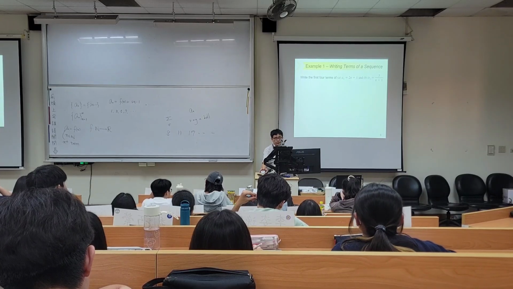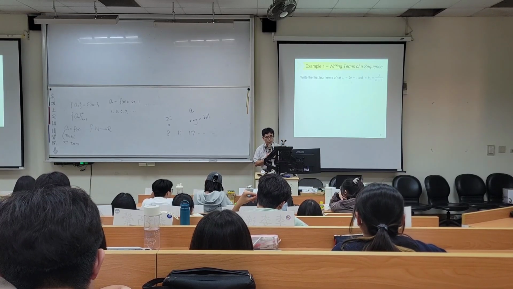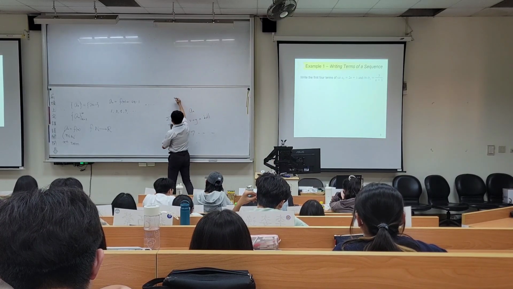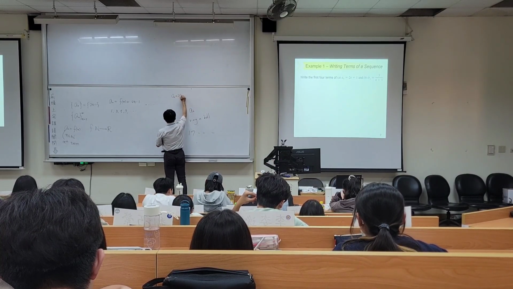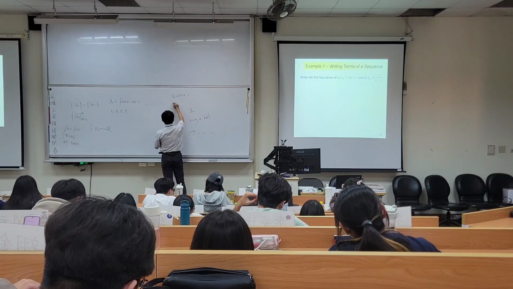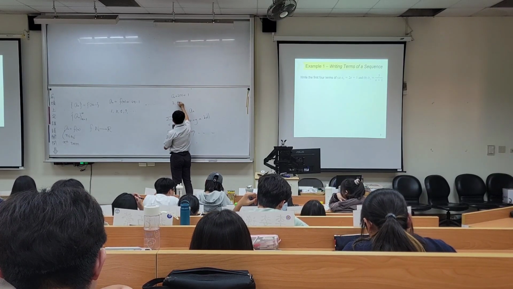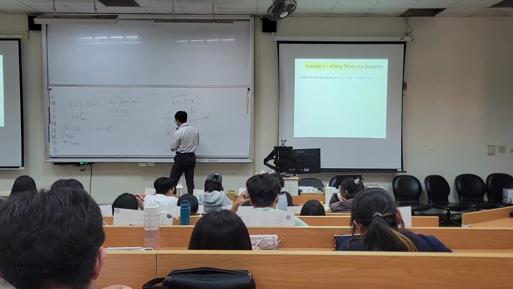And for this, it's pretty simple. I'm writing the first 4 terms. The first one, A sub n, is 2n plus 1. The first 4 terms, starting when n is 1, will be 3, 5, 7, 9.